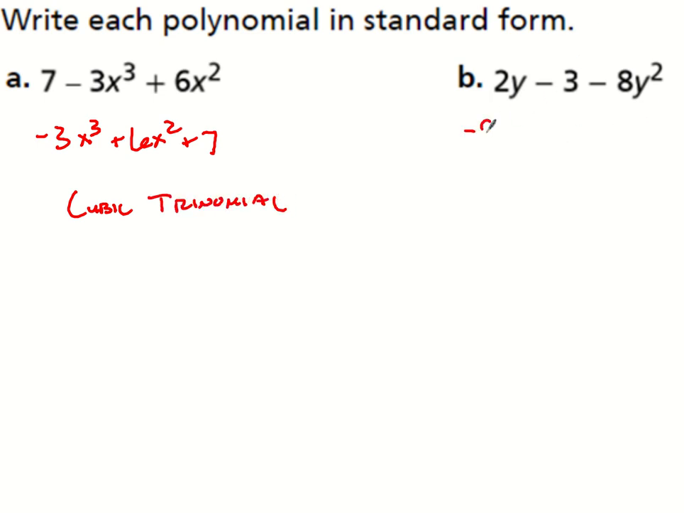This one over here, I got negative 8y squared plus 2y minus 3. Highest degree is 2, so this is quadratic. I know it's kind of confusing when quadratic is with 2, because normally we think of quad as 4, but quadratic is when the highest degree is 2. So this is a quadratic trinomial. And again, this is something I will be dealing with a lot in this unit.